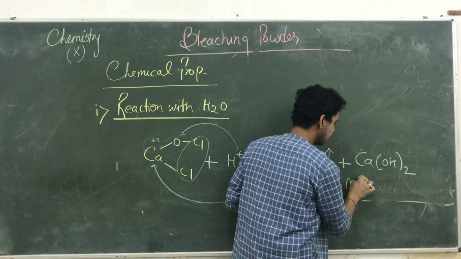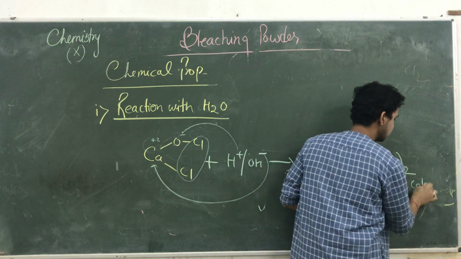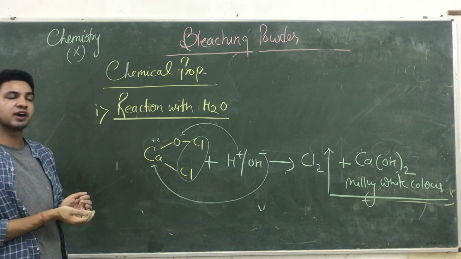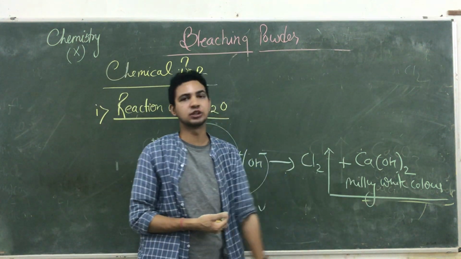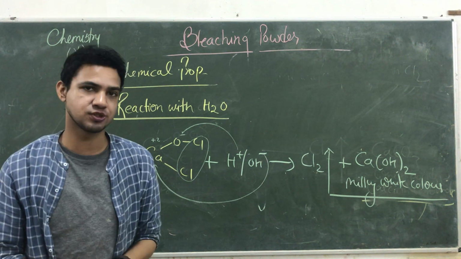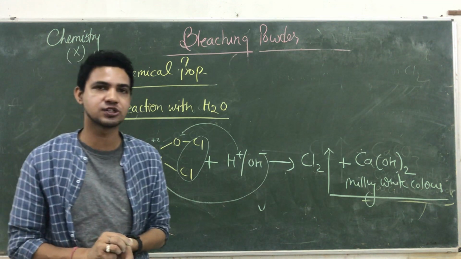Its color is milky white. Its name is calcium hydroxide. Why does it form a milky white color? Due to the formation of calcium hydroxide. It is a way to conduct the chemical reactions. So this is the method, and this is how you will proceed in the forward direction.